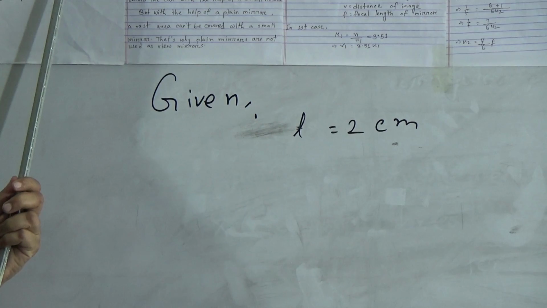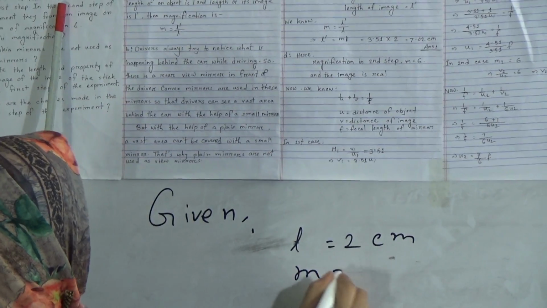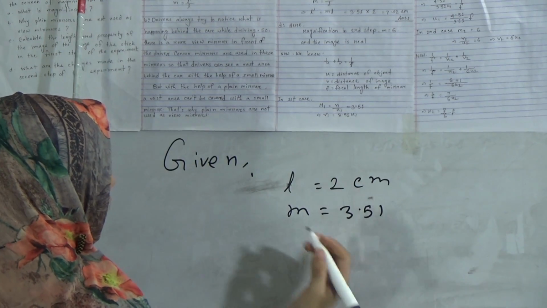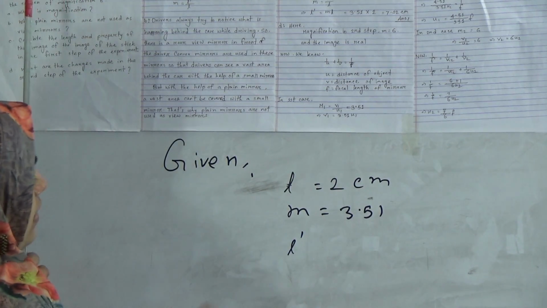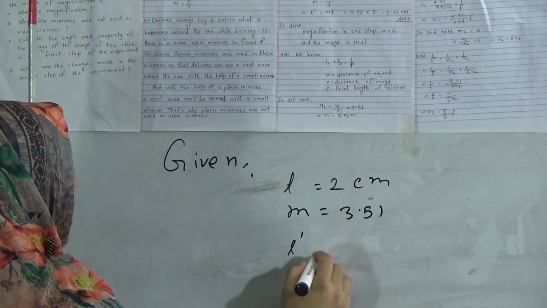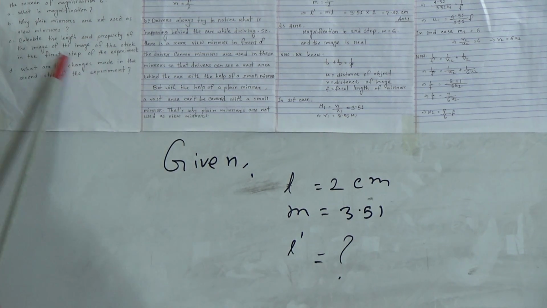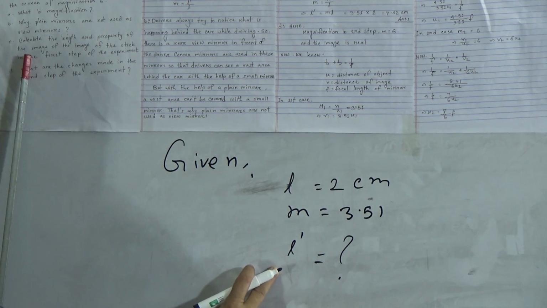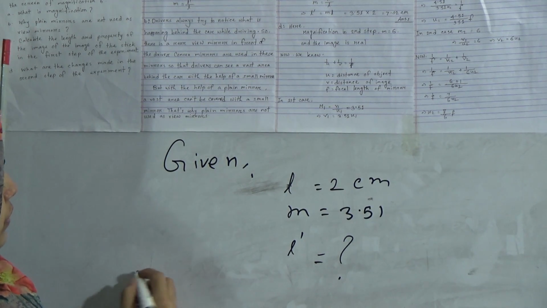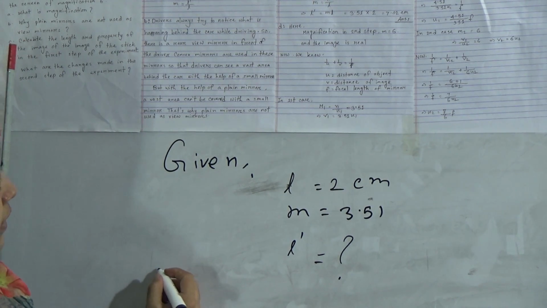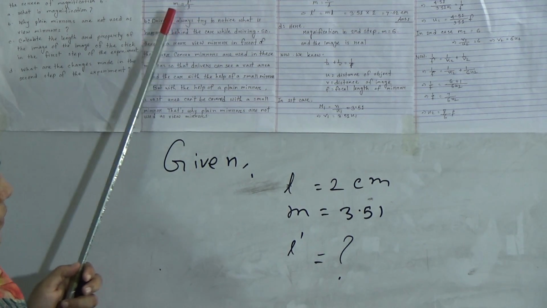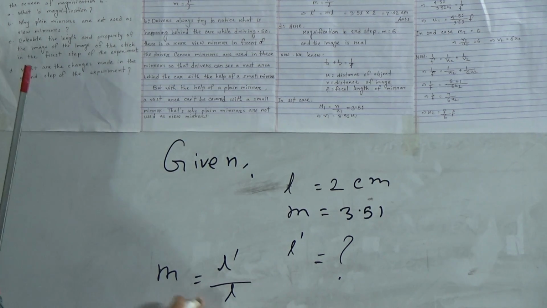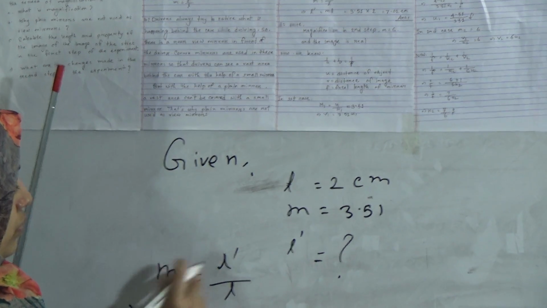Here given the magnification M equals 3.51, and we know the length of image is L dash, and we have to find out this one. Calculate the length and property of the image. That means we have to find out the length of image, so L dash. And now we know the formula. M equals L dash divided by L. So we have to find out the L dash.